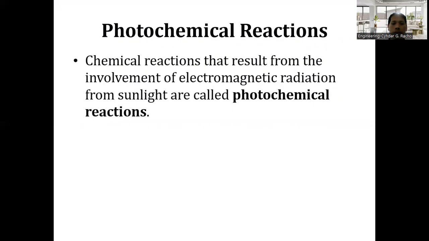Now, photochemical reaction. So what is photochemical reaction? This is the chemical reaction that results from the involvement of electromagnetic radiation from the sunlight, called photochemical reactions.